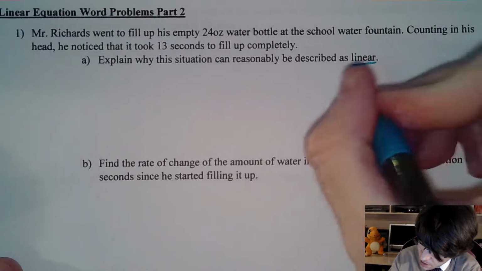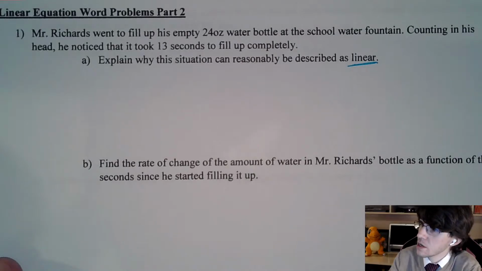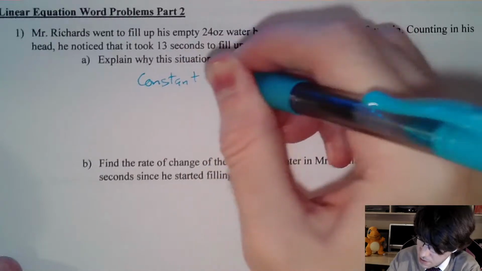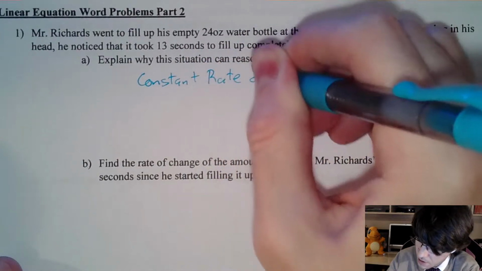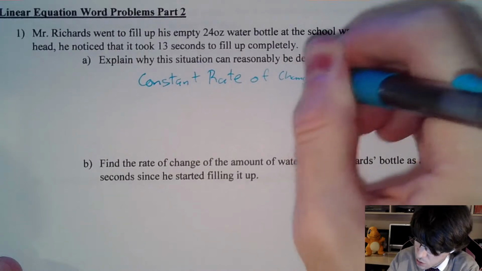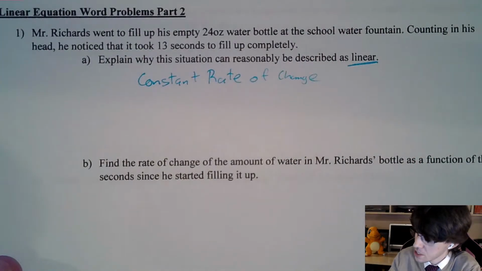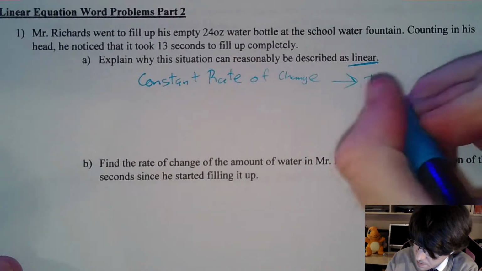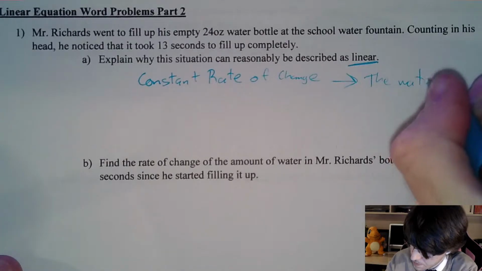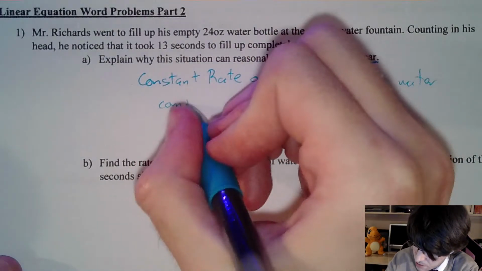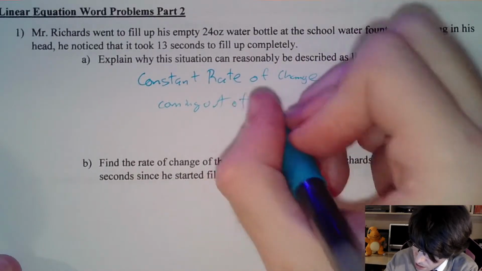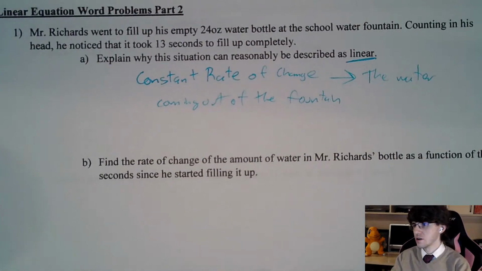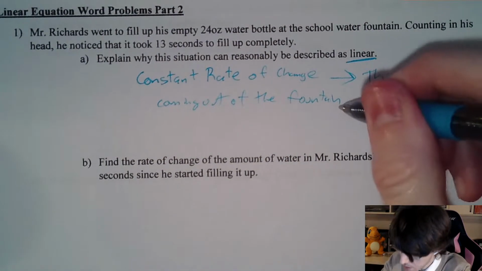Anytime you're looking for a linear situation, you want to be looking for a constant rate of change. That is what you are looking for. In this particular question, there is a constant rate of change: the water going into the bottle, the water coming out of the fountain, whatever it is. Coming out of the fountain is a constant rate of change. You turn the water on, it comes out at a constant rate until it stops.